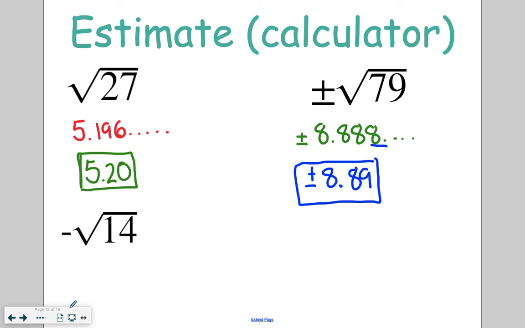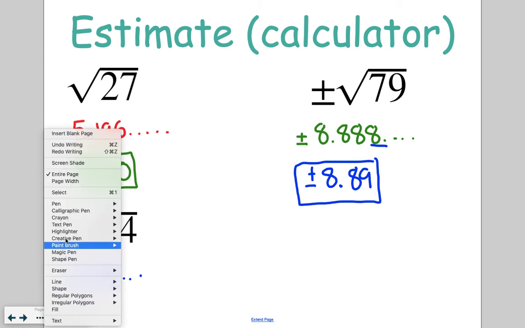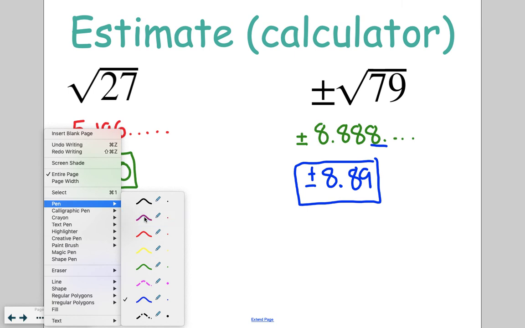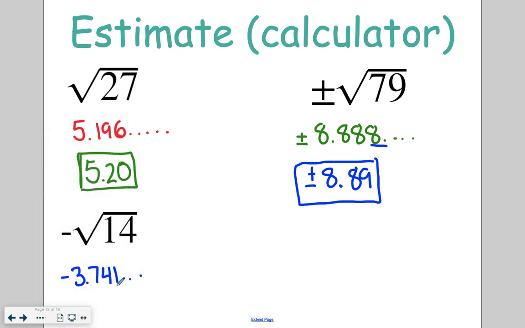And then on this last one down here with the negative 14, again, don't type in the negative, just type in the square root of 14. And when you do that, you're going to get 3.741, etc. This is where you would put that negative back in, and then you need to do your estimating to 2 places. The 1 tells you to round down, so the 74 is going to stay as negative 3.74.